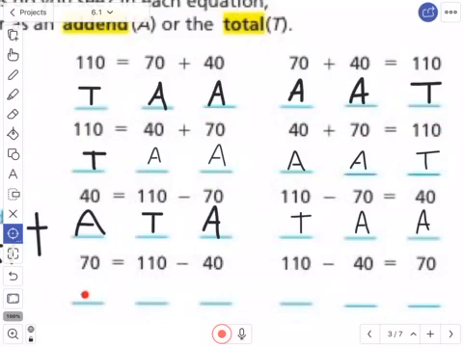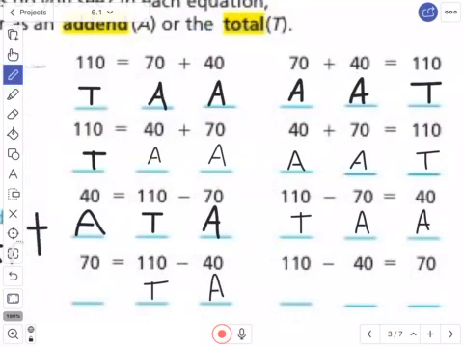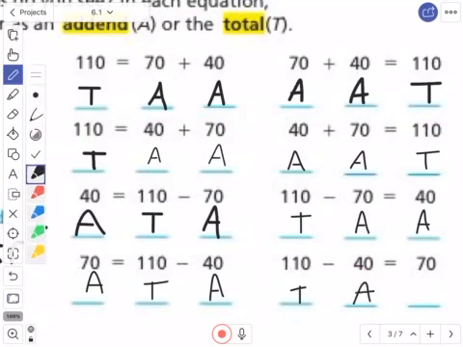And then down here below, well, I know that 110 is still my total. If I take away 40, one of my addends, then it equals 70 over here, that's one of my addends. And then I start here with 110, what's my total? Take away one of my addends, 40, and then I have 70 left as my other addend. You can pause there just to check your own page.